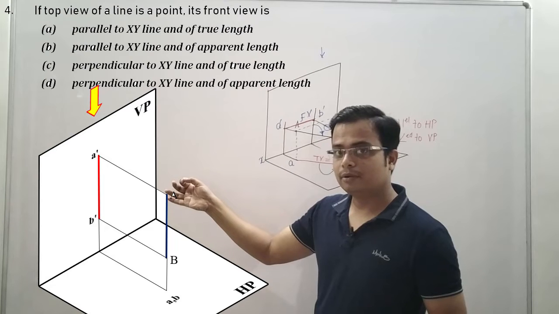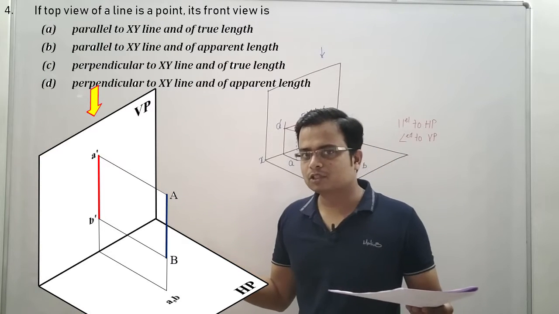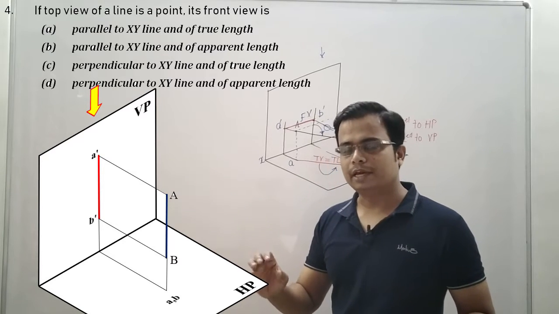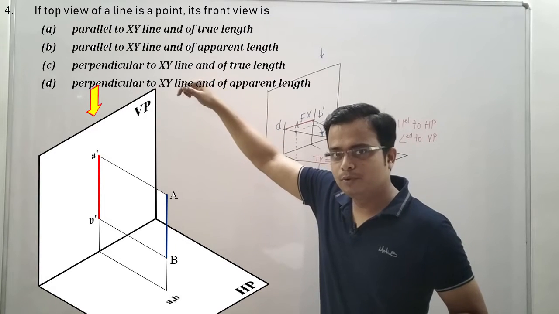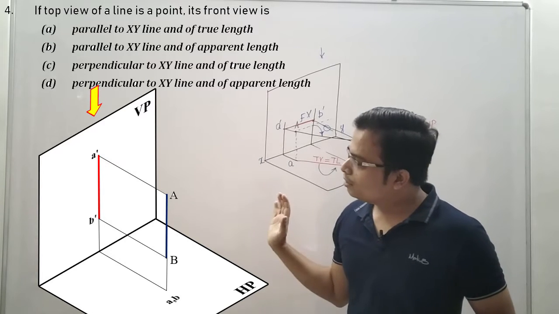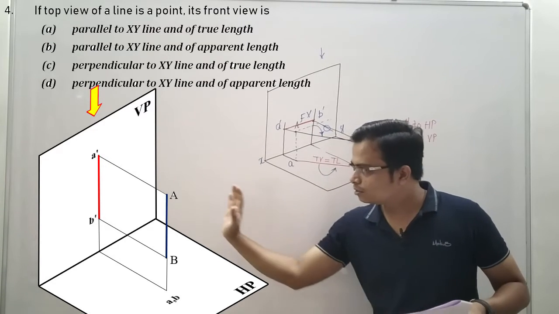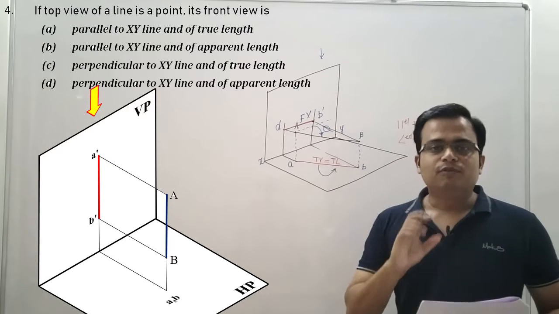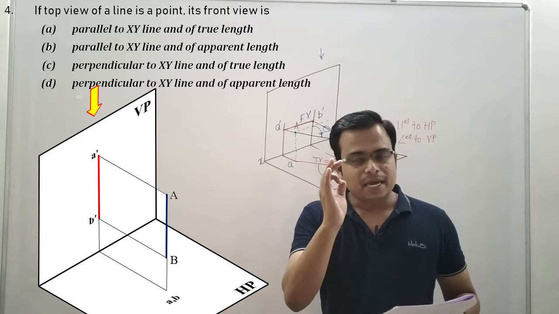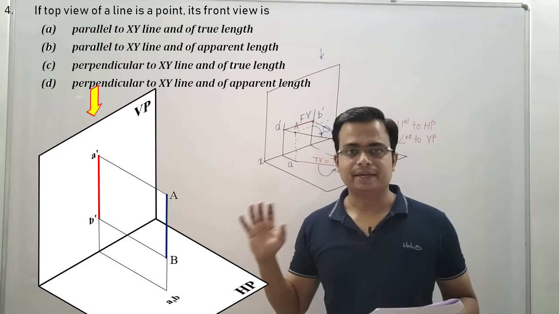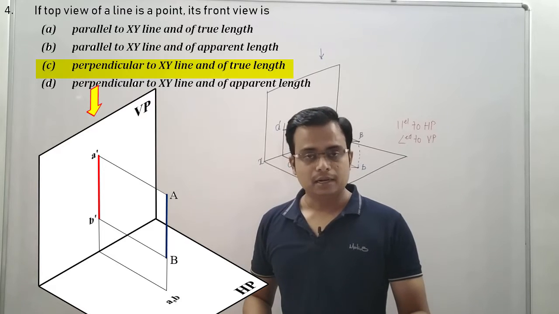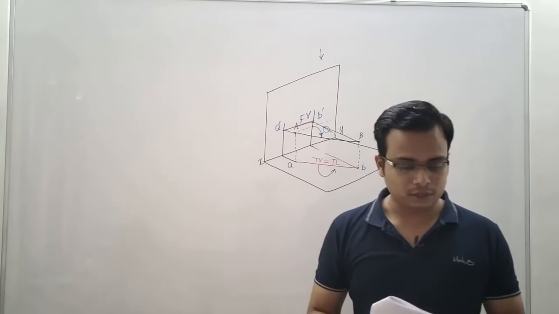There is this line kept in the first quadrant. We've assumed it to be in the first quadrant, above the HP and in front of VP, in such a manner that this line is perpendicular to HP. In that case, the line would appear as a point in the top view. When you look at this line from the front, the front view will in fact show its true length, and it will be absolutely perpendicular to this XY line. That's it. So the correct option is option C. Four questions done. Let us move to question number 5 and see what it has got.